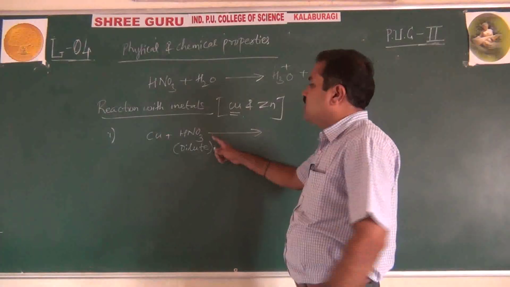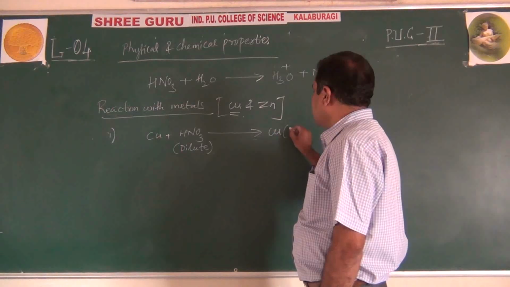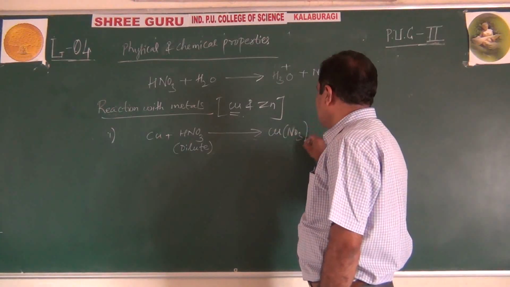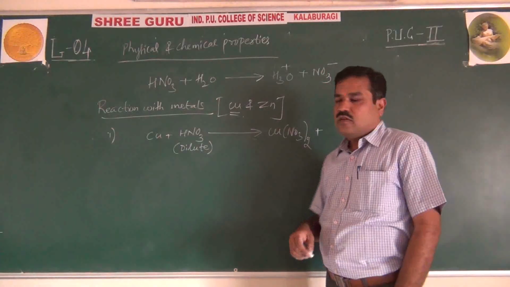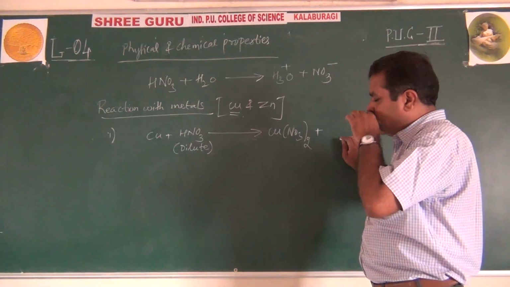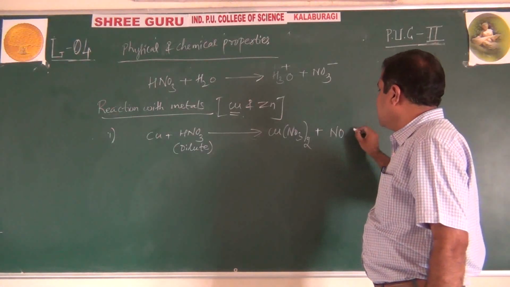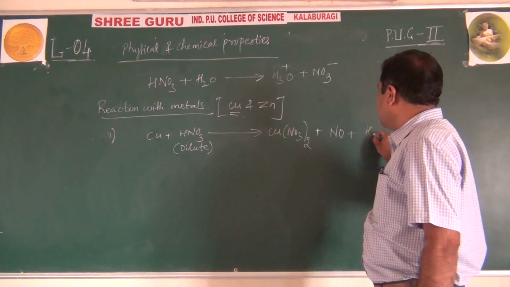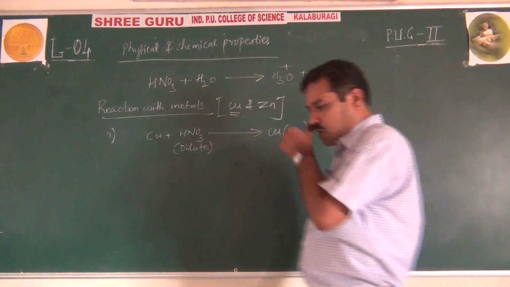Copper reacts with dilute nitric acid, not concentrated, and forms the respective metal nitrate, Cu(NO3)2. Along with the nitrate, the important product here is that it liberates nitric oxide along with water, H2O.